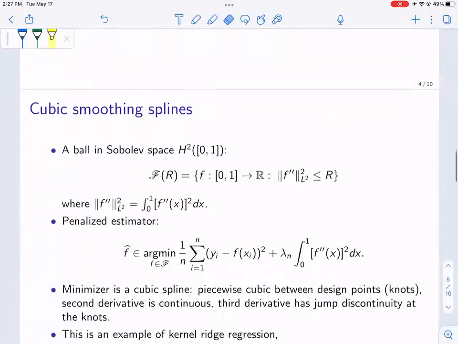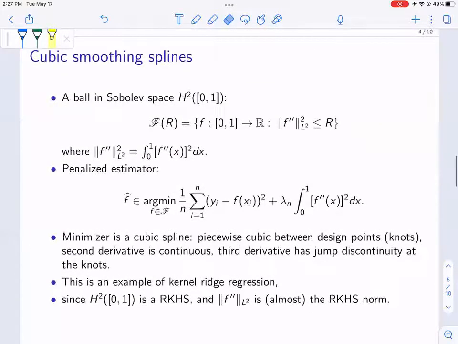But a more interesting case is, for example, consider the class of all functions for which the second derivative exists almost everywhere and is in L2. So this is a kind of a Sobolev space. Sobolev spaces are spaces for which the function and/or its derivative are in Lp.